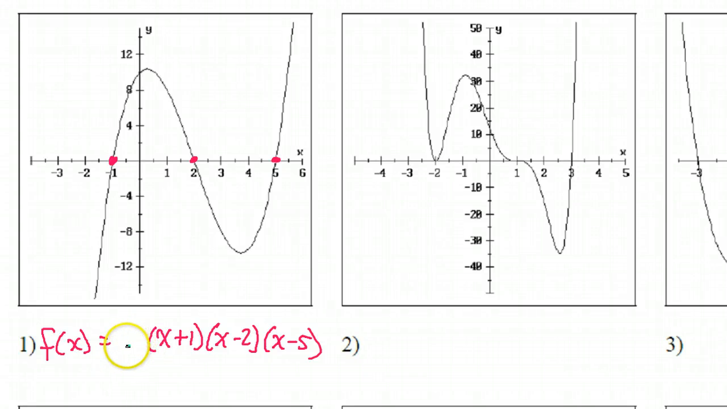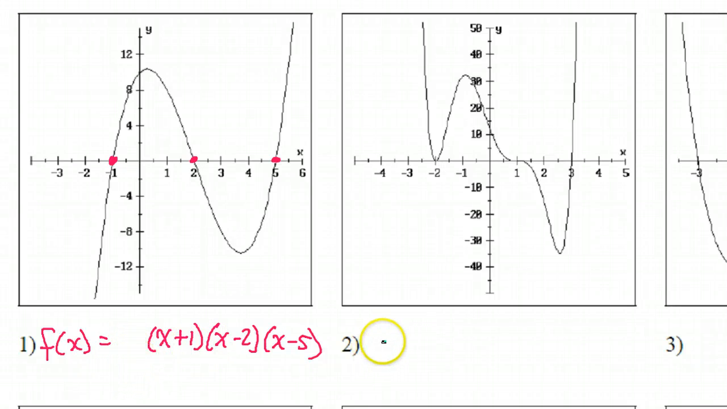Do I need to put a negative on this one? No. This is a right side up n. So that would be the positive version of this. So we'll just leave it positive.